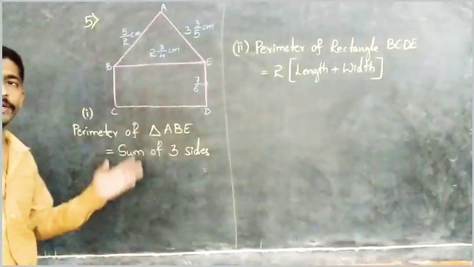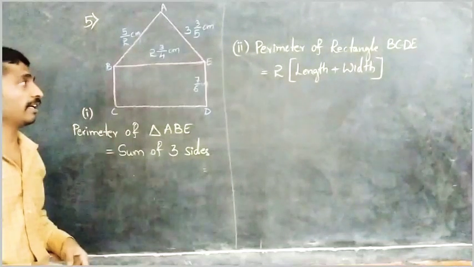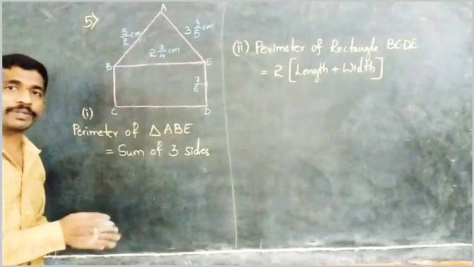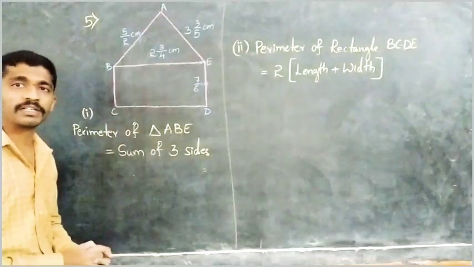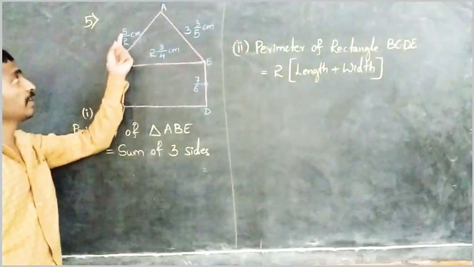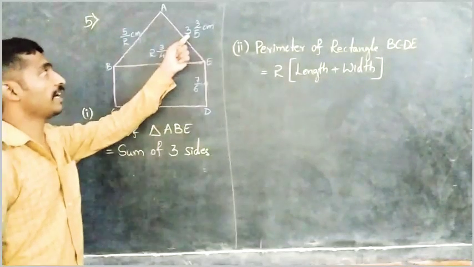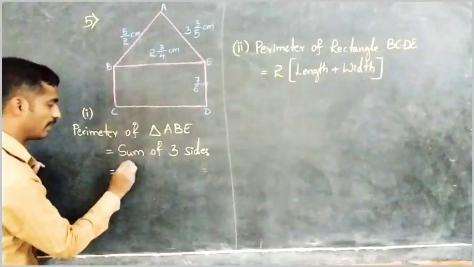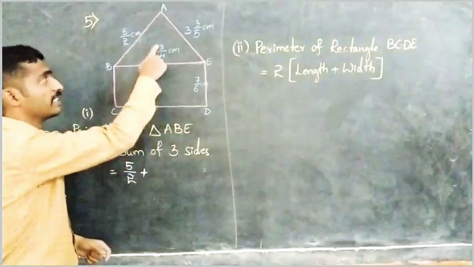In the fifth question, they have given one figure. Here in that figure, a triangle along with a rectangle, and they also gave the measurements of the sides. So first, you have to find the perimeter of that triangle. What is the perimeter of a triangle formula? That is the sum of 3 sides. Here the 3 sides given are 5 by 2, 2 integer 3 by 4 and 3 integer 3 by 5. So write down 5 by 2 plus, next is 2 integer 3 by 4.